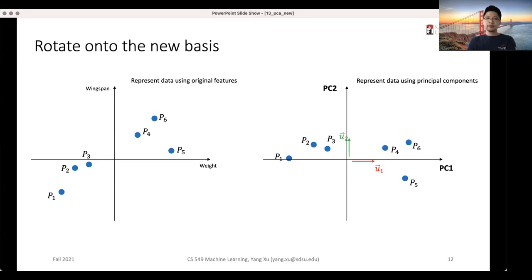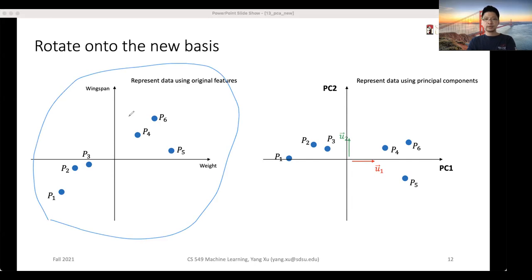Okay, if we compare, the one on the left is the original plot, right? It has wingspan and weight as two features, and we can see that the data points have basically similar variance along the two features. They vary a lot along weight and along wingspan. But if we use PC1 and PC2 to represent the data, then we can see that PC1 explains much more of the variance, right? PC1 has much more variance for the original data set, which means we have created a more informative feature than the original features. Okay.